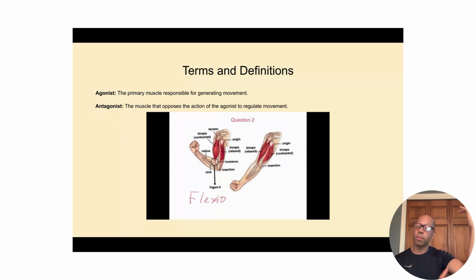Now we could flip this around and make our triceps the agonist. And if that was the case, the flip side of that would be the biceps being the antagonist. That's not what we're doing here, but we could flip it around and that would work the same way. While this tricep is working, the biceps would be at rest.